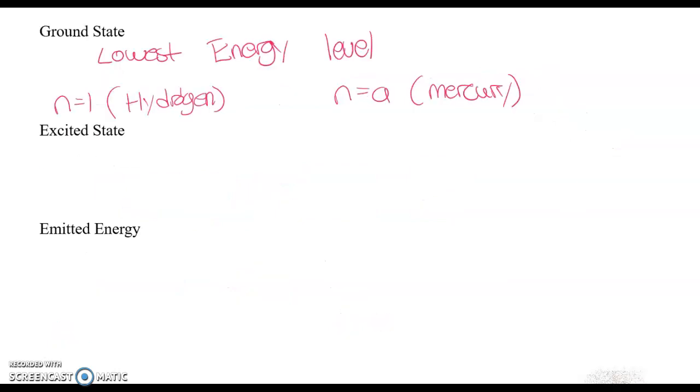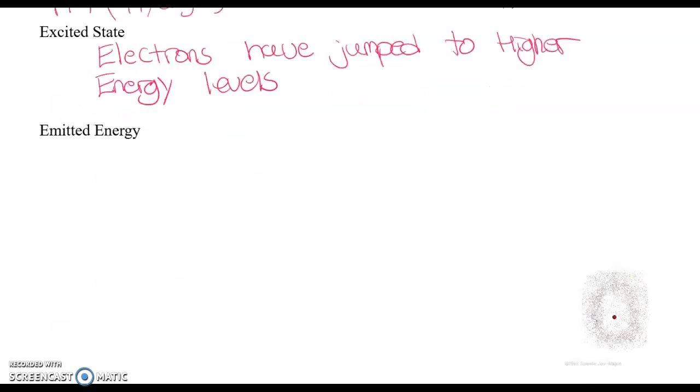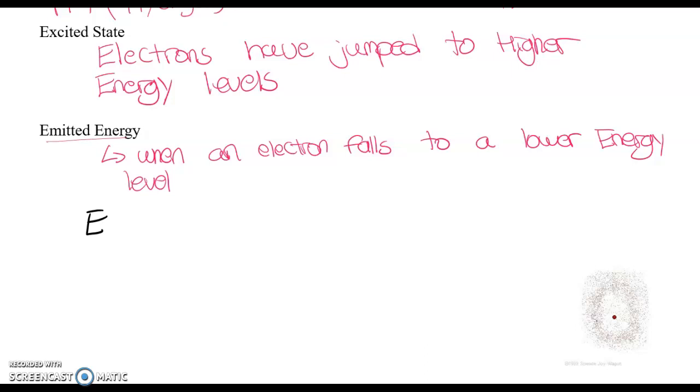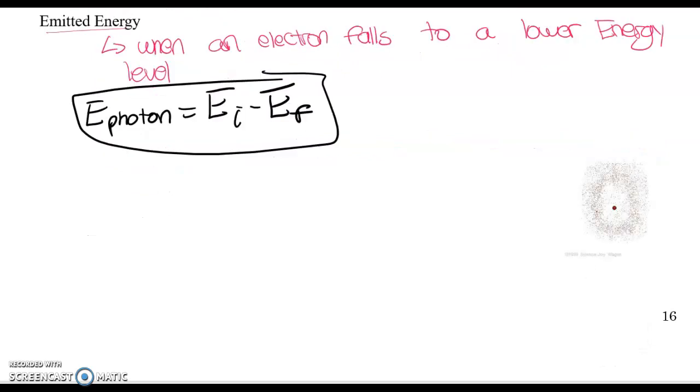An excited state just means that electrons have jumped to higher energy levels. It'll jump to a higher energy level because it's going to actually absorb electromagnetic energy, or light. And then when it falls back down, it's going to emit that back out. So your emitted energy happens when an electron falls to a lower energy level. It's going to emit a photon where the energy of the photon is just equal to the difference in the energy of those levels.